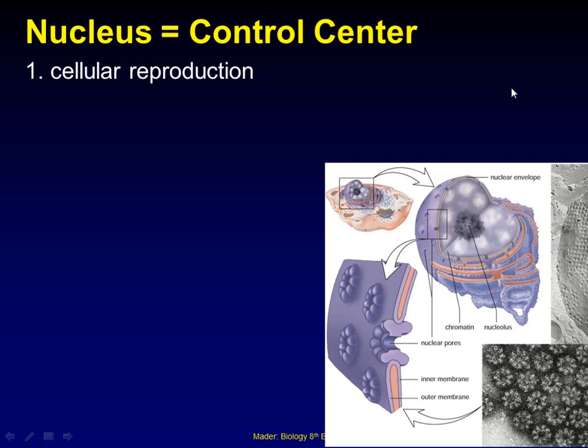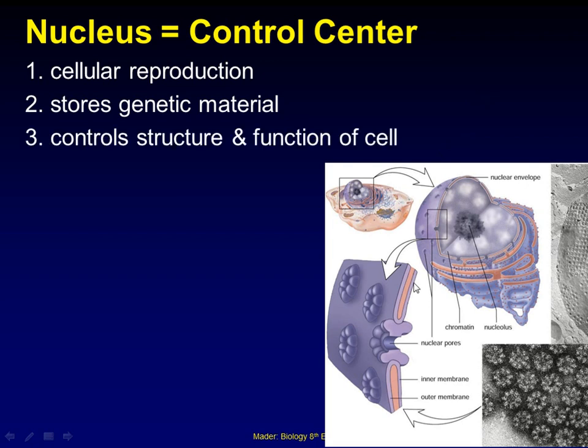It controls when the cell divides. And we're calling that reproduction, basically. So it's going to control the reproduction of the cell, splitting in two. It stores the DNA, the chromosomes, so it stores the genetic material. And it controls the structure and the function of the cell. So it controls everything about the cell.